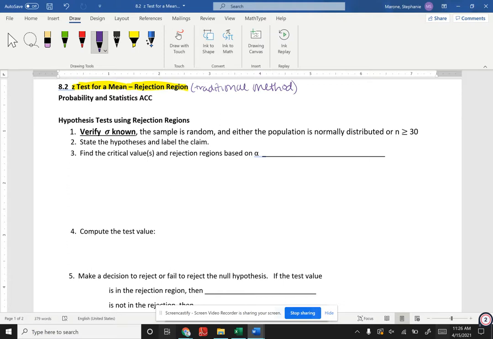I do like saying the rejection regions because we're using rejection regions. So some books will say one, some books will say the other. I use rejection region just because it makes more sense to students.